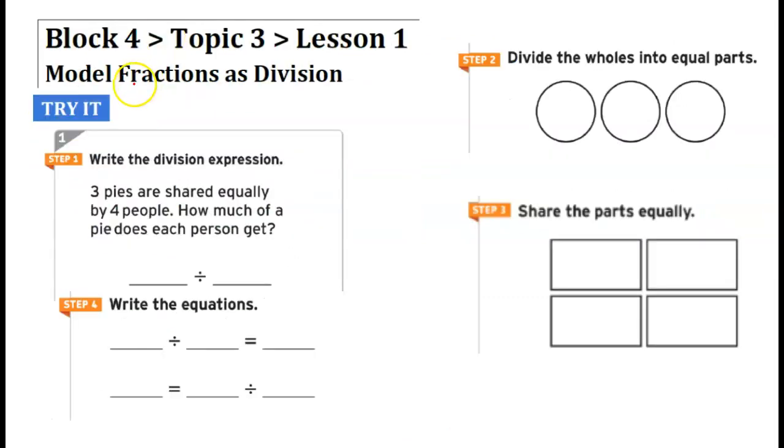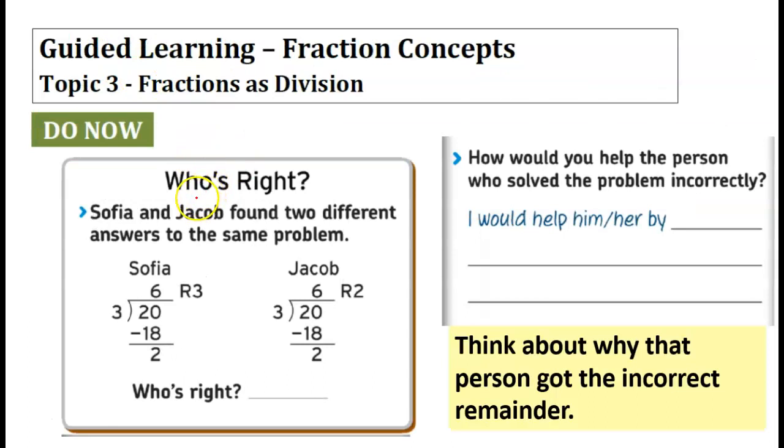So here it says Sophia, who's right? Sophia and Jacob found two different answers to the same problem. So here they divided 3 into 20. Here they both got a 6 as their answer. However, Sophia got a remainder 3 and Jacob got a remainder 2. Who's right? So in your opinion, who was correct, and how would you help the person who solved the problem incorrectly? Think about why that person got the incorrect remainder.